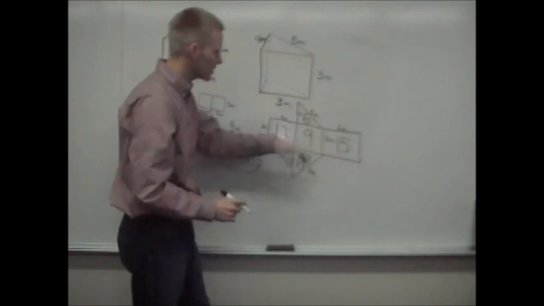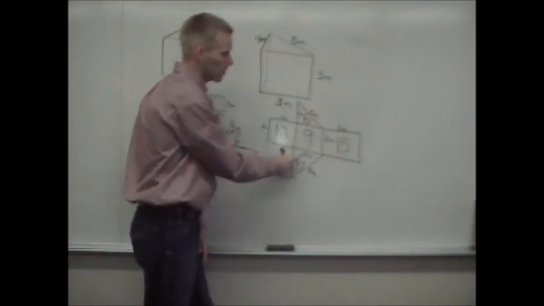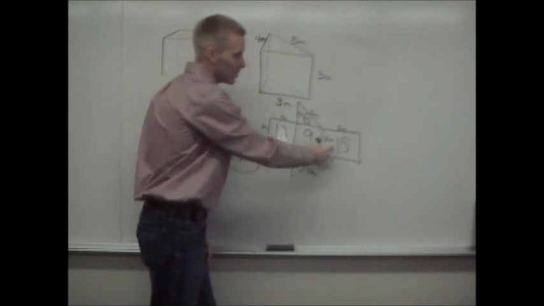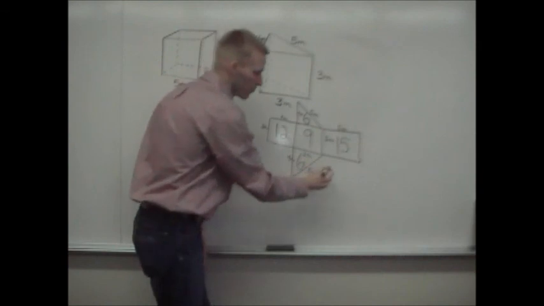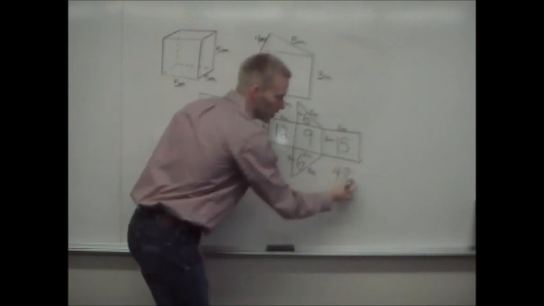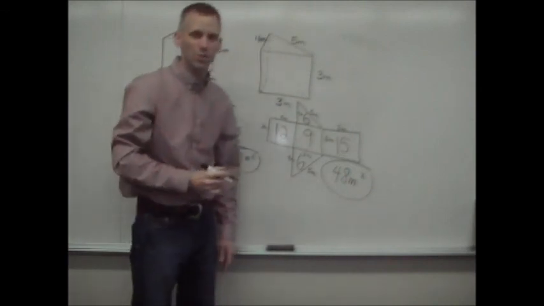We can add all of these up. 6 and 6 and 12 makes 24. 24 and 15 makes 39. 39 plus another 9 gives us 48. 48 square meters to give us our final surface area of that shape.